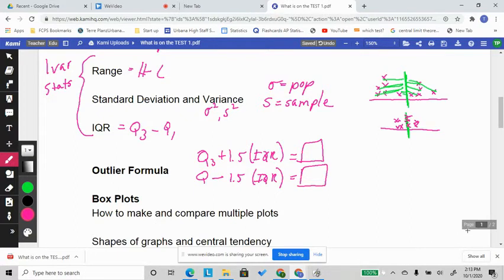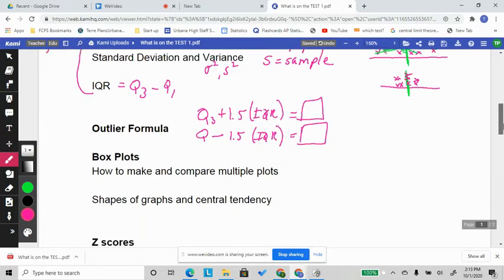Box plots are made up of the 5-number summary, and the 5-number summary is your min, Q1, median, Q3, and then your max. So your min and max, your high and low. And all of those you can get from 1-var stats if you have a hard time making the box plots on your calculator.